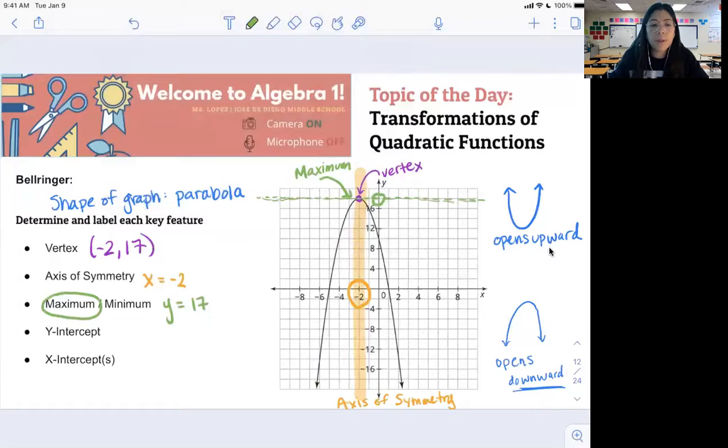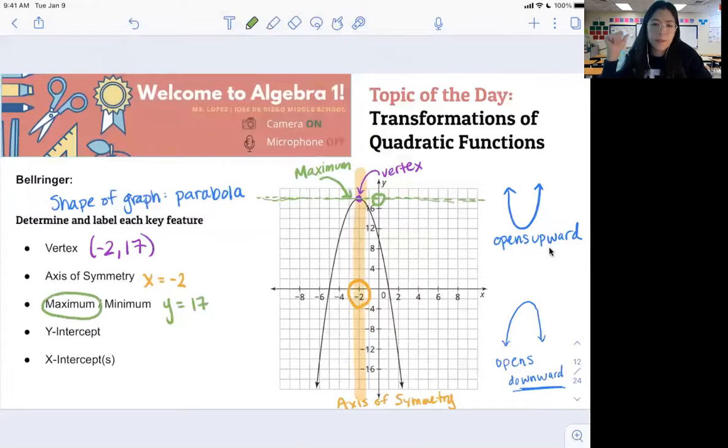And you want to be very careful with these problems, and you have to know that the answer is not just 17, it's y equals 17. You have to be very specific, because if you just say 17, I could be looking at the x-axis instead of the y-axis. So when you're giving me the answer for axis of symmetry, you say x equals whatever. When you're talking about the maximum or the minimum, you want to say y equals whatever.